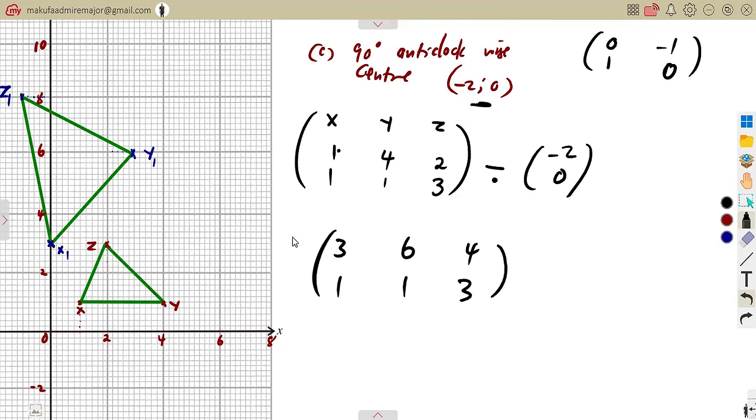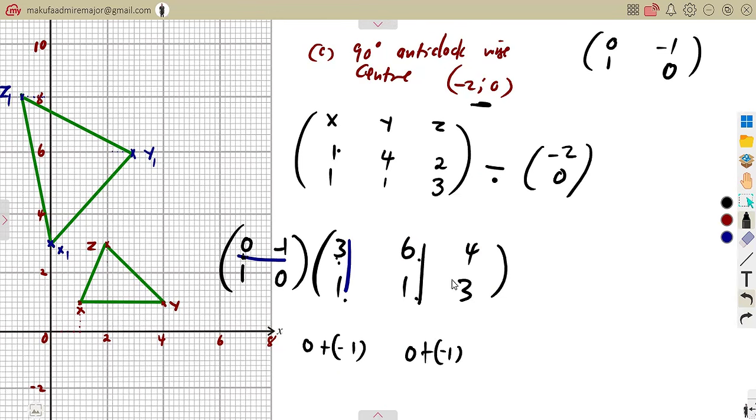We removed the center. Now we can use the matrix of rotation to multiply this. If you multiply this, you still consider your row by column. But this time, you can see, guys, 0 is multiplying the top. That's 0 times 3, which is 0. 0 times 6. Or you can just multiply, guys: 0 times 3, which is 0, minus 1 times 3, minus 1 times 1. You do the same, 0 and 6, minus 1 and 1, 0 and 4, minus 1 and 3. You do that.